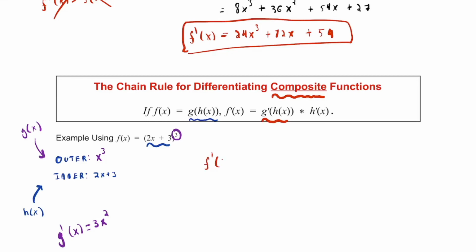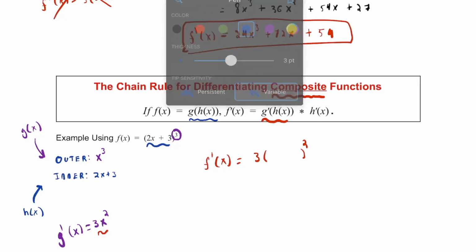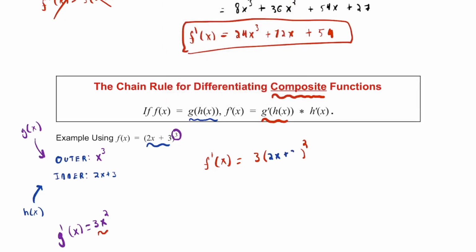So the first thing we're going to have here is f prime of x equals 3, and I'm going to leave an empty space here, squared. That's this 3x squared. But I'm going to take that x and replace it with my inner function, 2x plus 3. Then we have g prime, which is 3x squared, but instead of x, I plugged in the inner function. Now we are going to multiply it by h prime. H prime is just 2. So this is all going to be times 2.